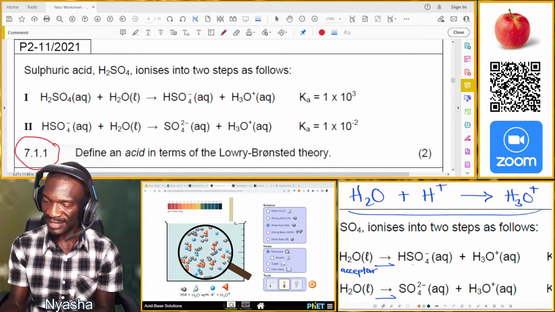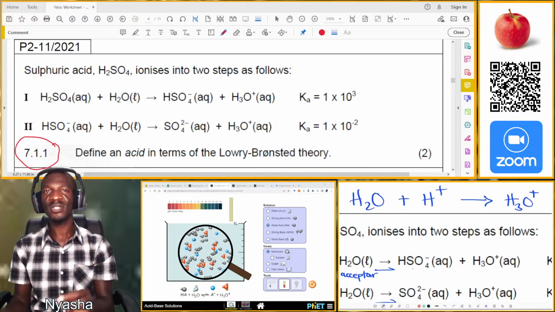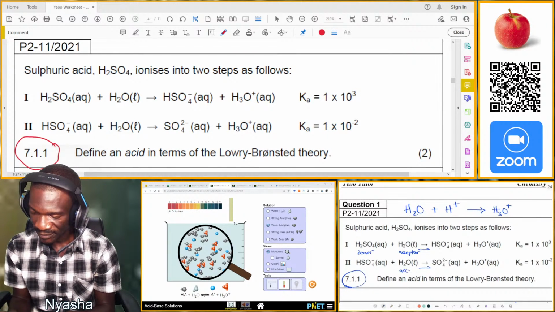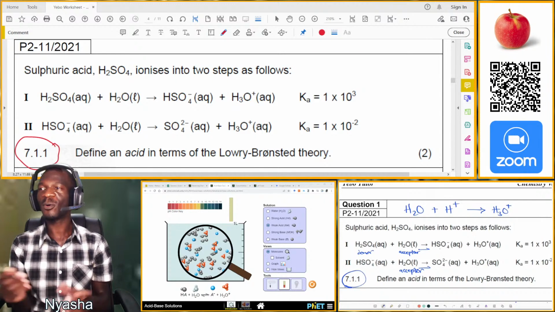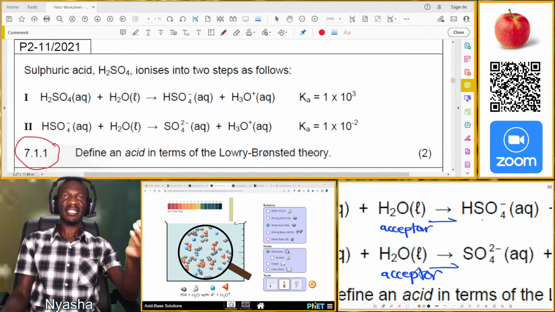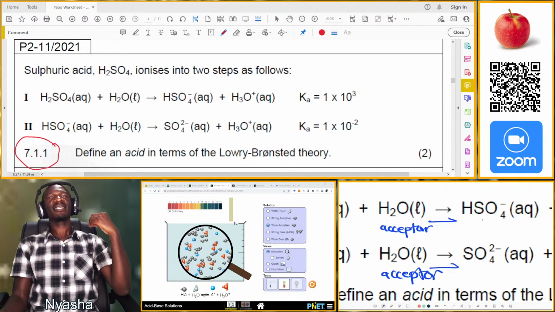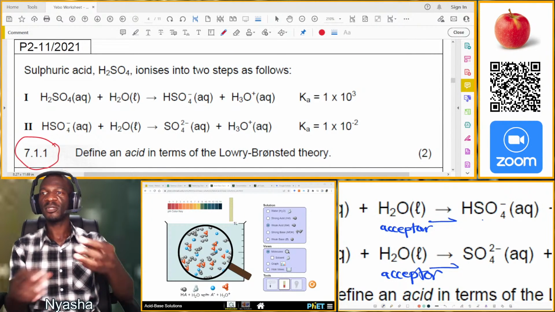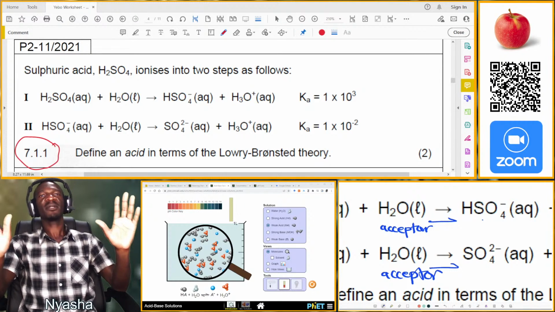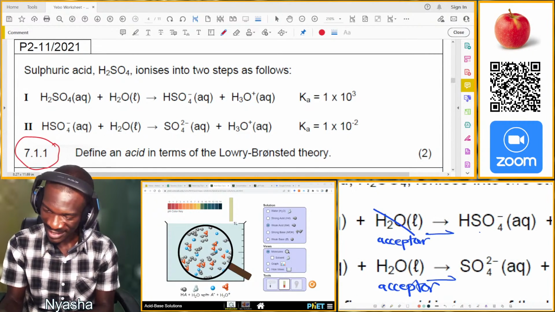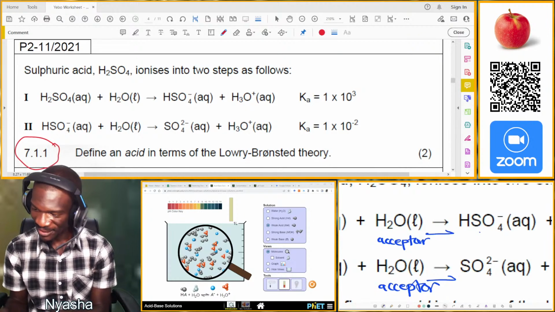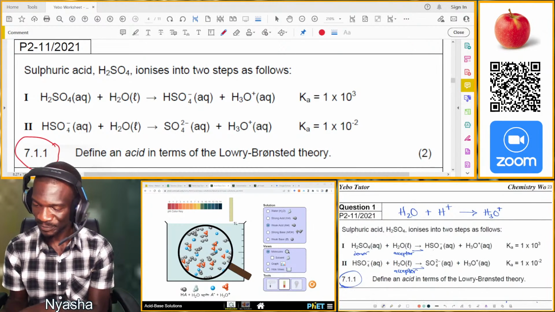This is exactly the same process. Water is also accepting, right? It's also an acceptor in the second chemical reaction. In the first chemical reaction, it is an acceptor. In the second chemical reaction, it is an acceptor. So therefore, water in this set of two chemical reactions is not the ampholyte. Okay. So next, what's next?